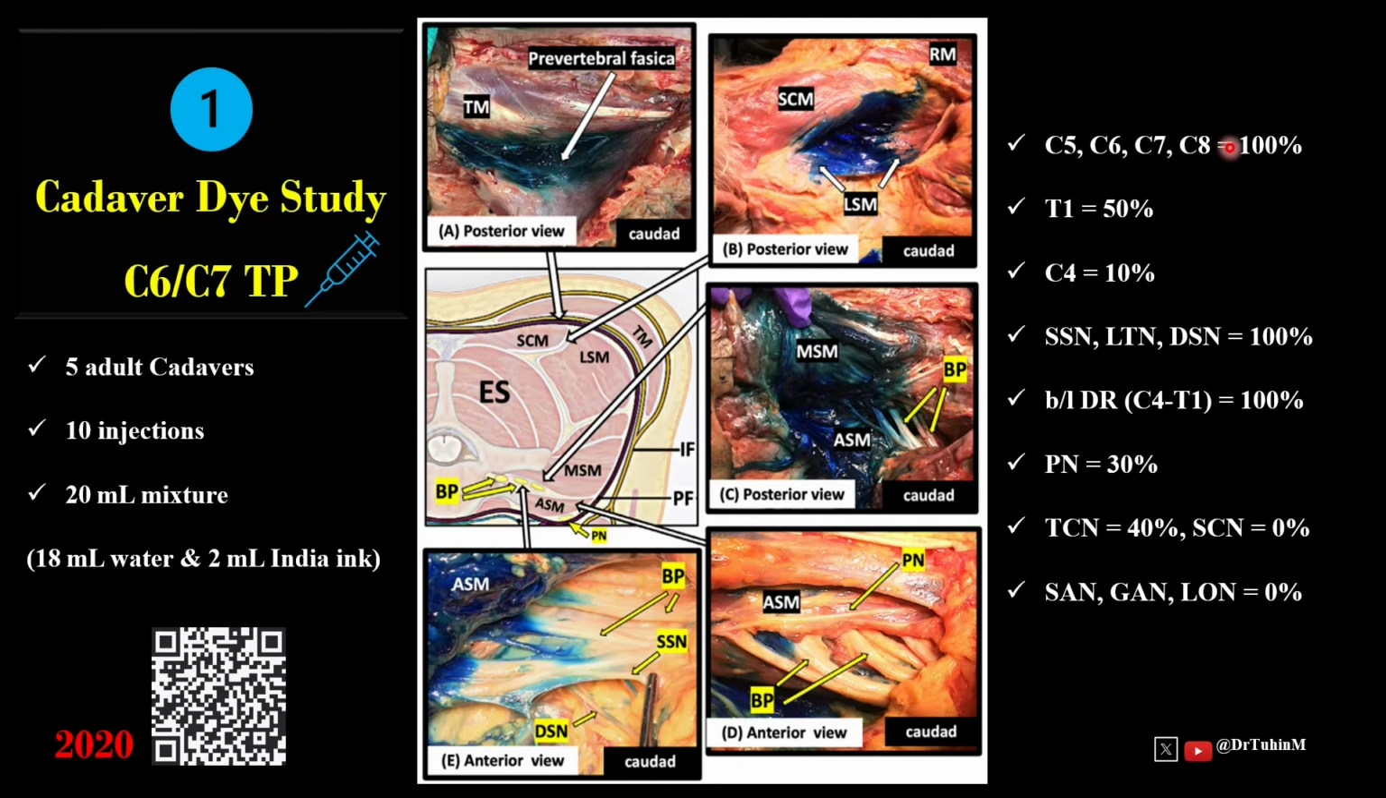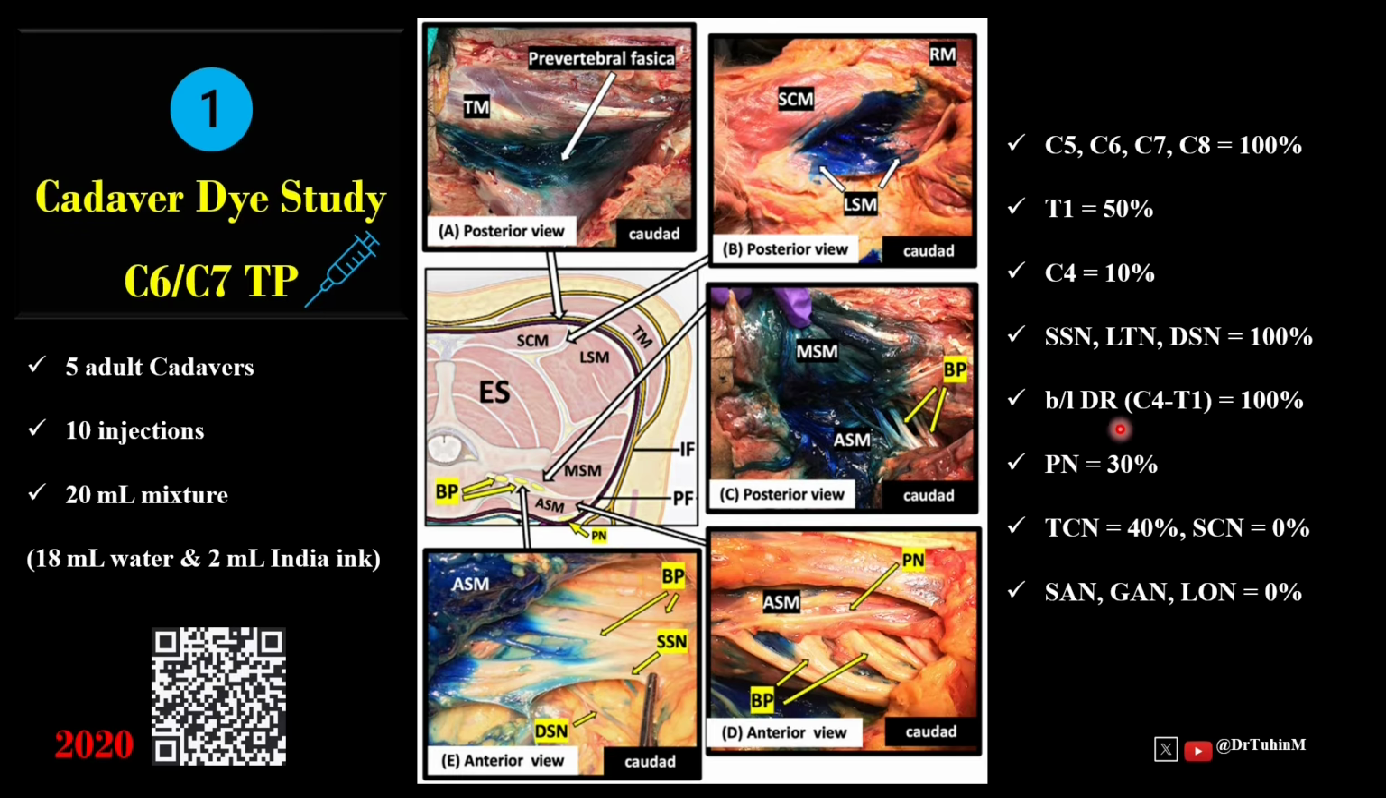So this is the ventral rami, not the dorsal one. T1 involvement in 50% of cases, C4 involvement in 10%, suprascapular, long thoracic or dorsal scapular in 100% of cases, and dorsal rami also involved in 100%. Along with the dorsal rami, these are the problems when we give it for cervical spine surgery, and there was involvement of the phrenic nerve in 30%.